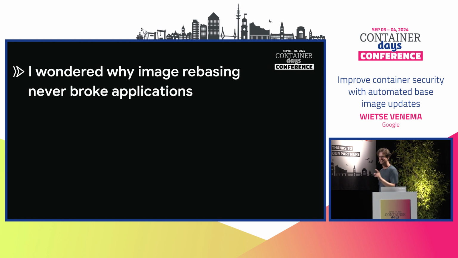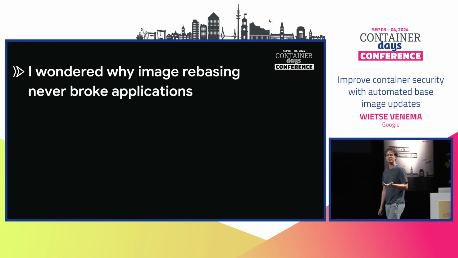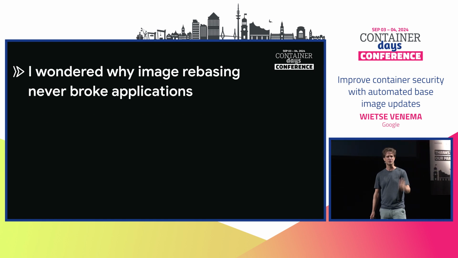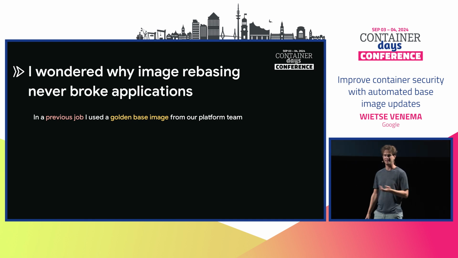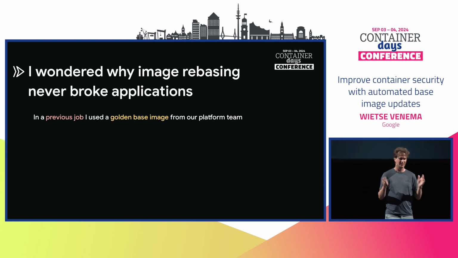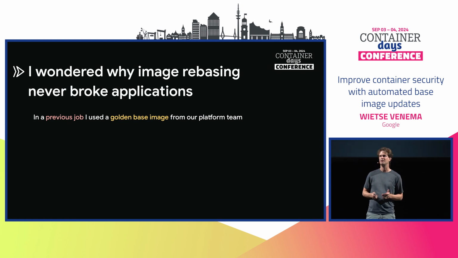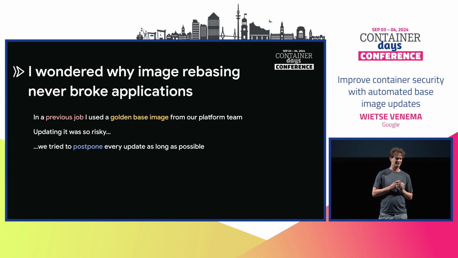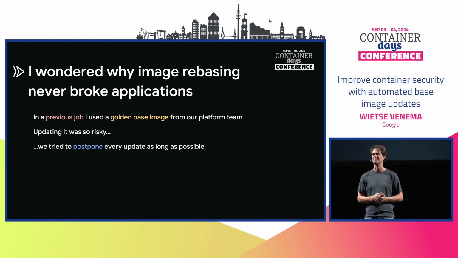So I wondered why image rebasing never broke applications. And you might be wondering this too, right? In my previous job, when I didn't work at Google, and I wrote that book with the bird on the cover, I used a golden base image from our platform team. And updating it was so risky that we tried to postpone that every time for as long as possible. This doesn't ring any bells, right?